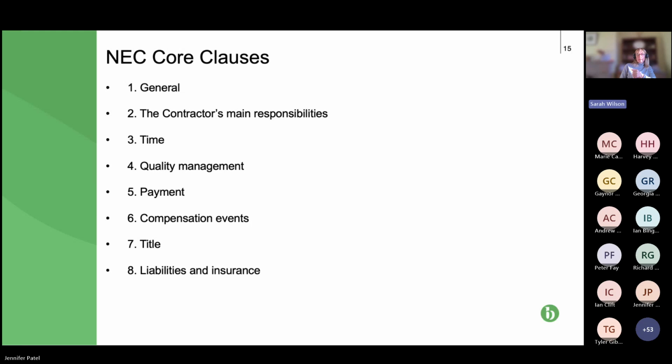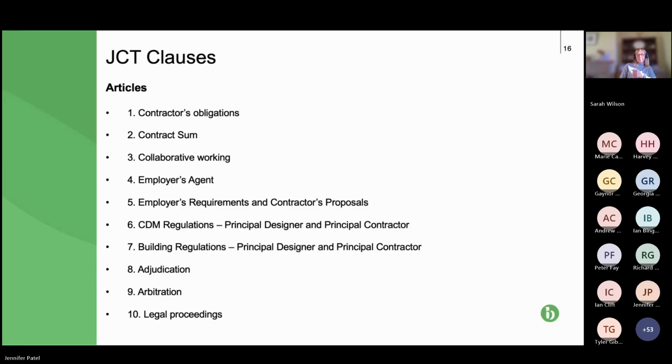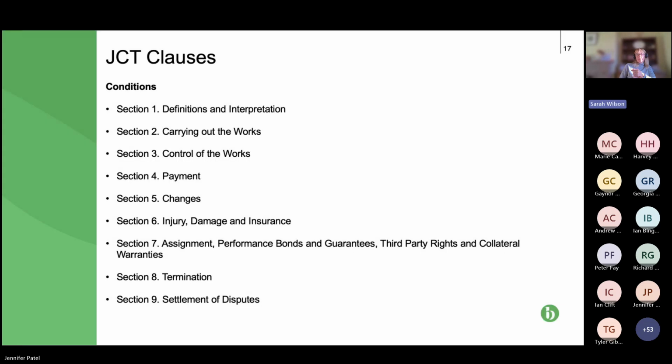So if we can move on to the next slide, and can we move on a slide, please, Jen? We'll come back to that. So these are the JCT conditions, and you'll see one mirrors NEC. It's, you know, definitions and sort of miscellaneous. Two, carrying out the works. Of course, two with NEC was contractor's obligations, so pretty much the same. Three, control of the work. So that is about the contract administrator and, you know, what their role is.